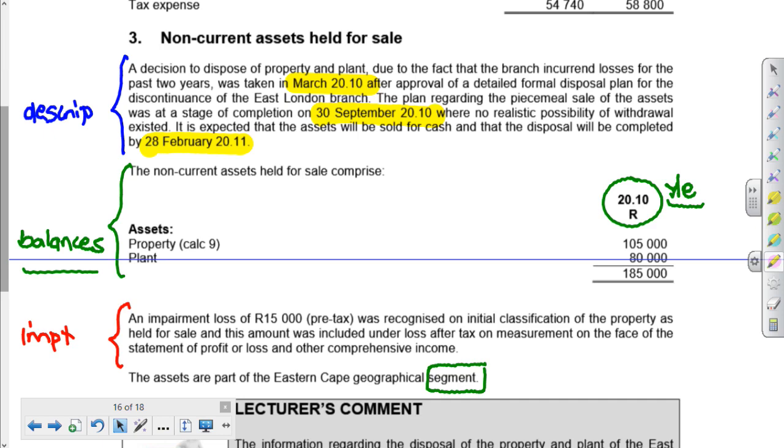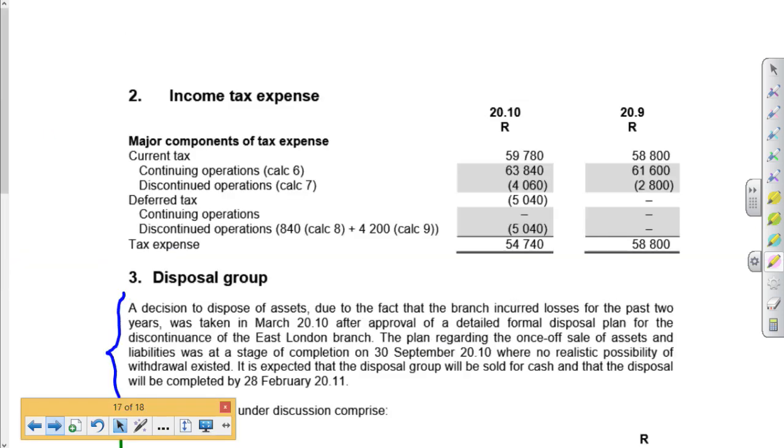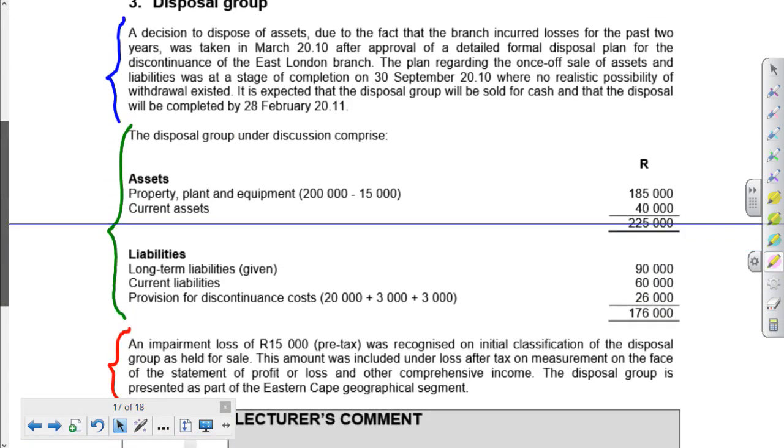So this note, non-current assets held for sale, or this note, disposal group. Very similar notes. Do you agree? To do the numbers, we need to do those calculations, the ones that you practiced. You practiced one for a single asset, and you practiced one for a disposal group.